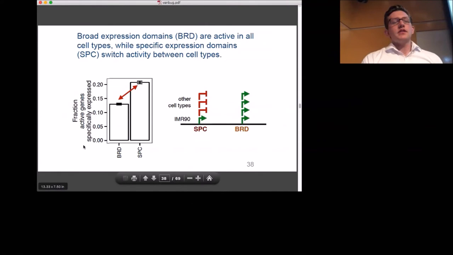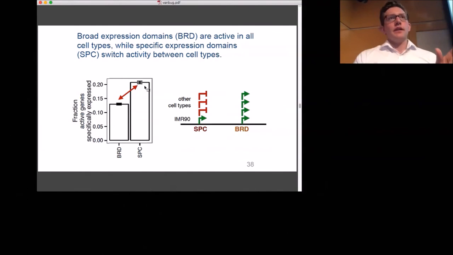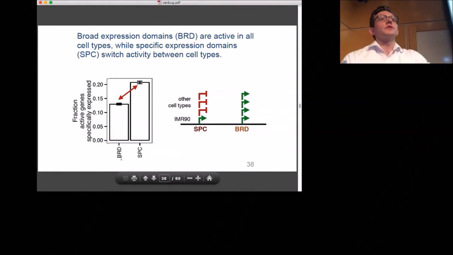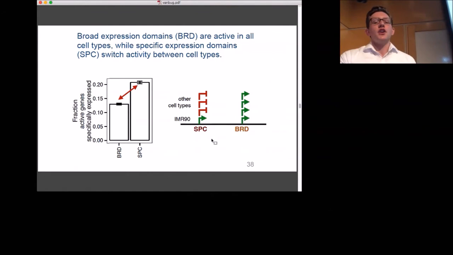So what you can see is that in specific expression domains, most genes are expressed just in a small number of cell types, as well as IMR90, whereas in broad expression domains, most genes are expressed in many cell types, close to 32, which is the number of cell types we had transcription data for. So this gives us a model of these two domain types, where genes in specific expression domains are expressed just in this cell type and often a few other cell types, whereas genes in broad expression domains are things like housekeeping genes that are expressed across all cell types.